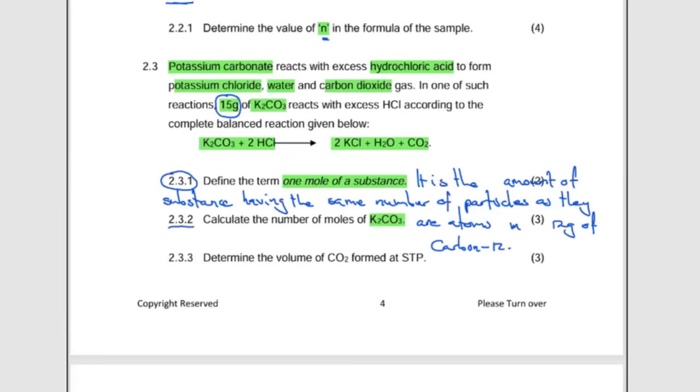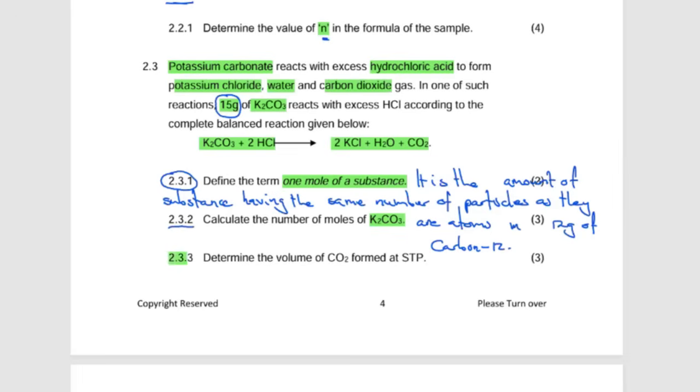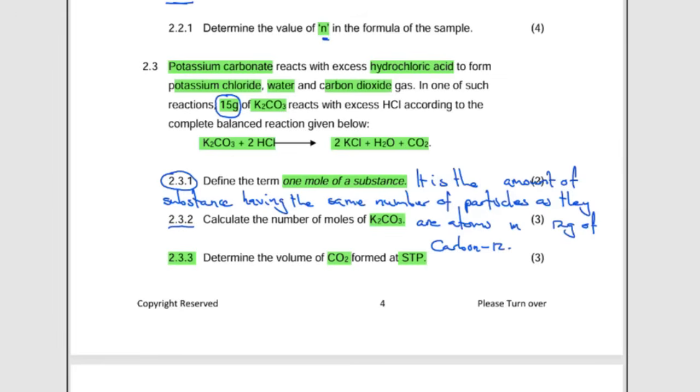To proceed to question 2.3.3, it says determine the volume of what? Of carbon dioxide at STP, right? So standard temperature and pressure. So we're looking for the volume of carbon dioxide, right? In terms of this, we are supposed to use the mole ratio between our carbon dioxide as well as our K2CO3, right?